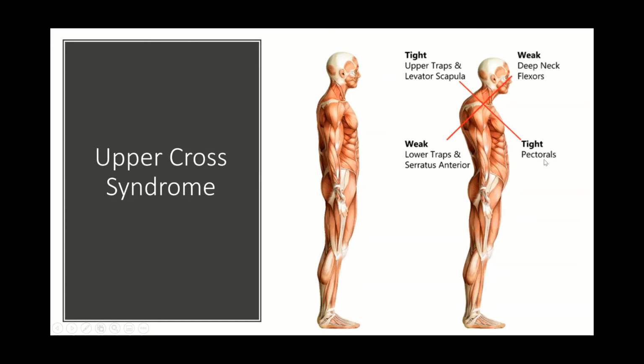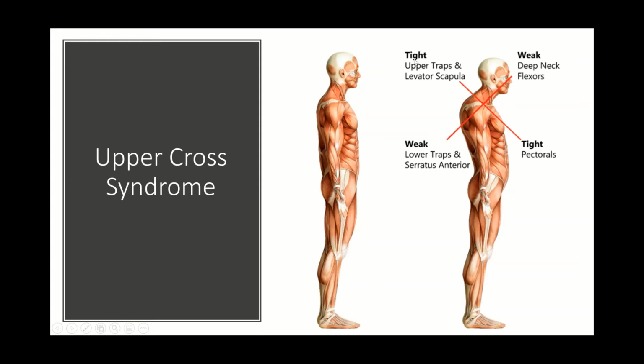Here in the front, we have the tight pectoral muscles right through here. So that pulls the shoulders forward or rolls the shoulders forward. And then tight muscles in the upper traps and levator scapula. So in the back of the neck and into the shoulders, we have tight muscles here.